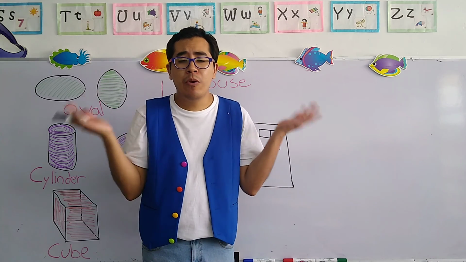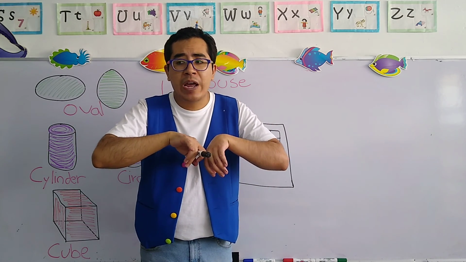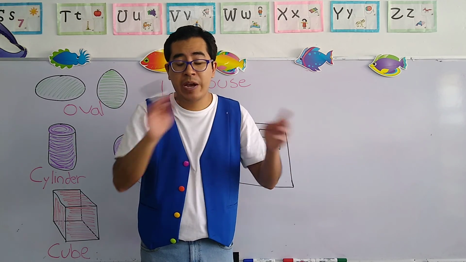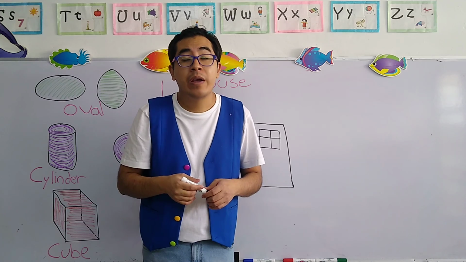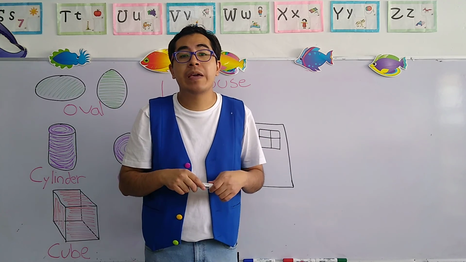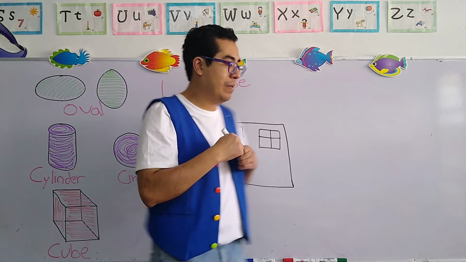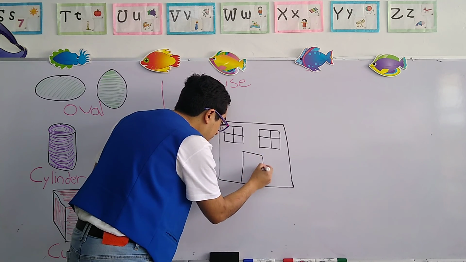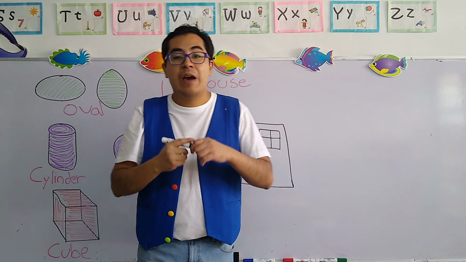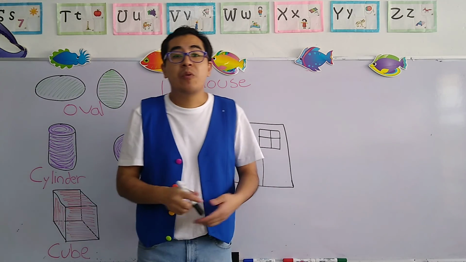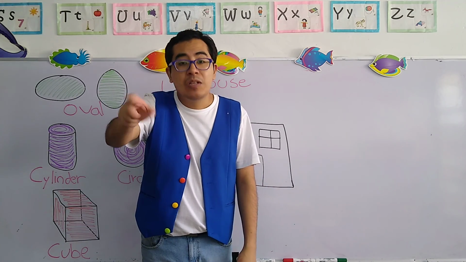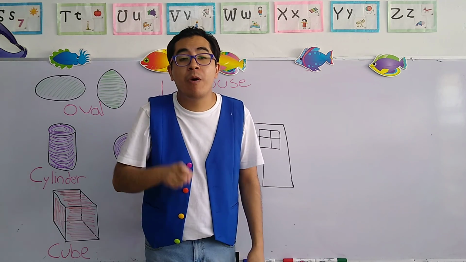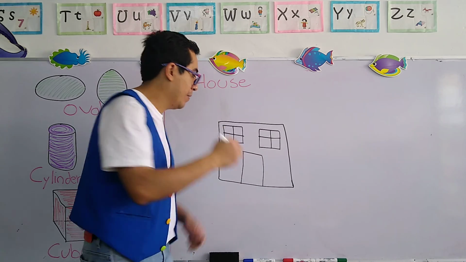Now, every house needs a door. Otherwise, where are we going to enter that house? So every house needs a door, and the shape and form of a door is like a rectangle. Now we have the door, but we need a handle to open it. So the handle is in form of a circle.